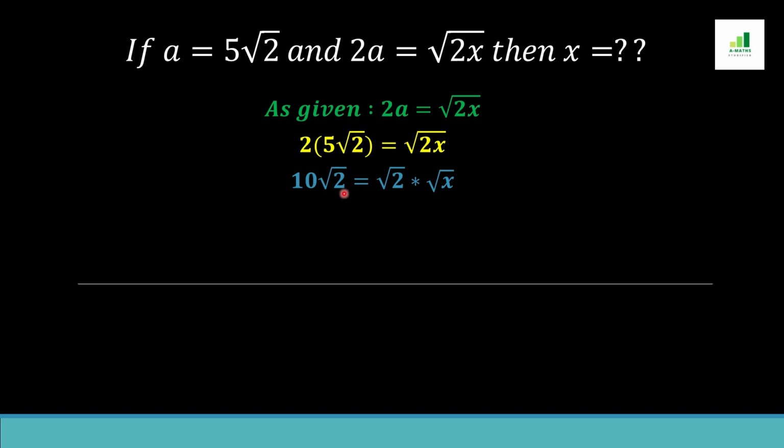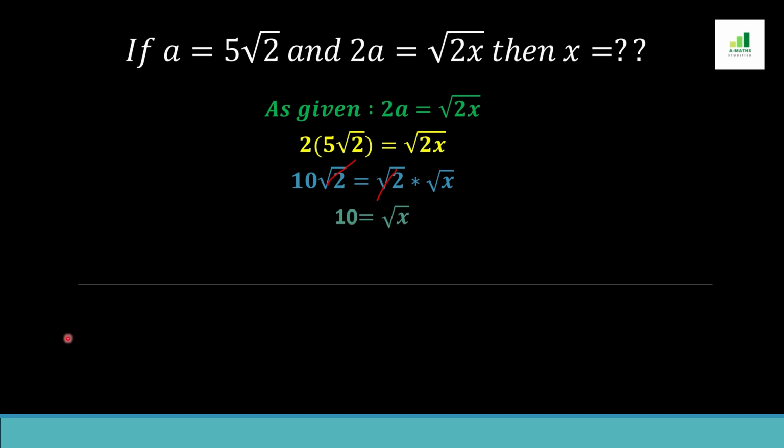√2 is the same as before, and we will break the 2x inside the root into √2 and √x. Now this √2 and this √2 will cancel out, because the √2 is in multiplication. It will go to the other side of the equation in division, and it will be cancelled out.